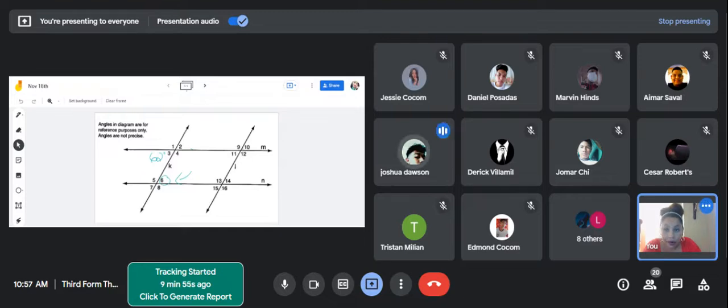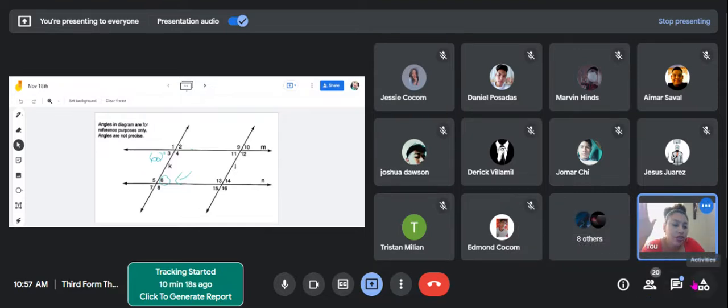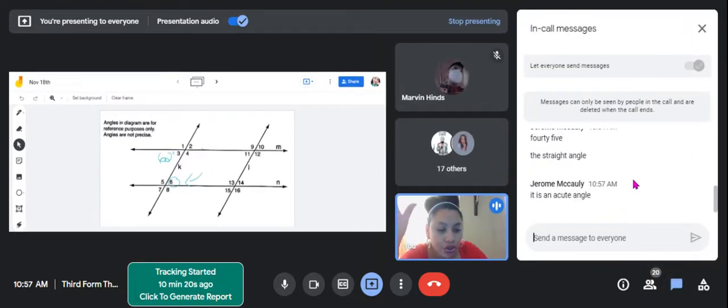Anybody? Angle 6. I am asking why. Miss, isn't it a right angle? No, it's not a right angle, not acute angle. No, no, no. You have to remember what did we talk about on Tuesday, when I showed you guys? It's not going to be acute, it's not going to be right, it's not going to be obtuse, it's not going to be straight.